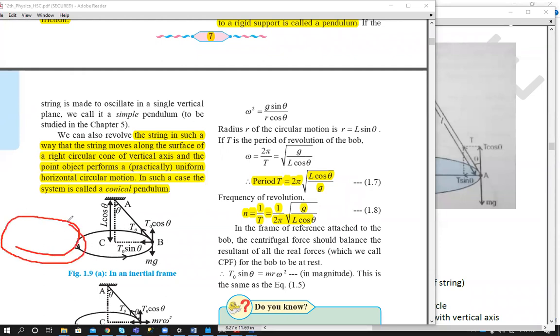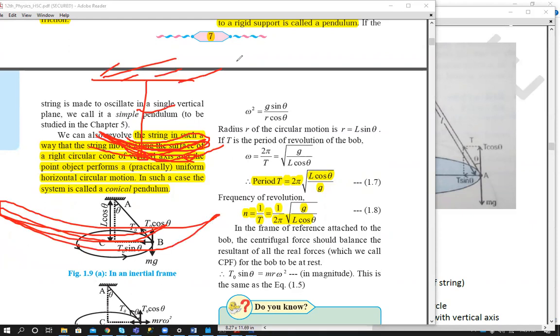So this object performing circular motion, the string by which this object is tied is making a cone. Okay, so as it is making a cone, that's why it is called conical pendulum. So a conical pendulum is nothing but a simple pendulum, but the motion of the bob, meaning the object which is tied to this string, is a horizontal circular motion. So that's why it is called a conical pendulum, because the string of this pendulum makes a cone, but the bob performs a horizontal circular motion.